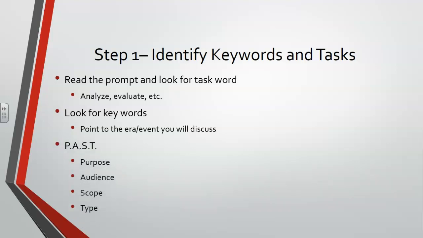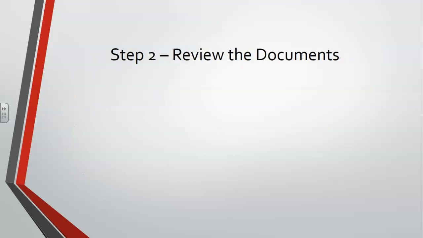And then look at the PAST. The PAST stands for the purpose, the audience, the scope, and the type. So what is the purpose of this essay? Why are you even writing this? Audience, who are you writing this for? Scope, what are you talking about? What's the scope of this essay? If you're talking about the 18th century, don't be talking about the 1800s because that's not correct. Make sure you're writing about the correct scope and the type. What type of essay are you writing? Are you writing an argumentative one? Are you writing an analytical essay? You need to understand the PAST when writing a history DBQ. You see what I did right there.